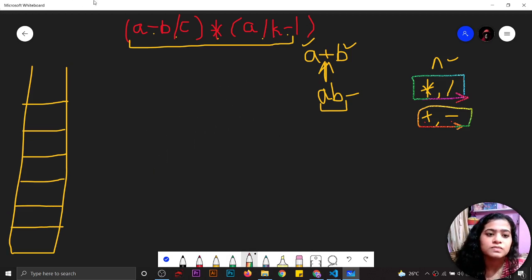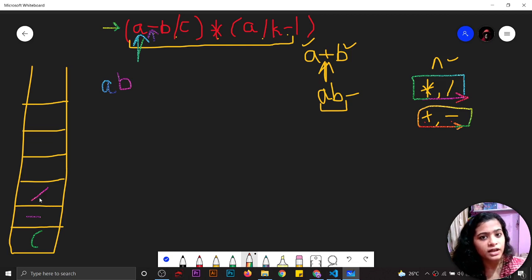So let's solve this. First we are encountering this opening bracket. So we will push it into the stack. Then the operand, we will push it into answer. Then the operator minus into the stack. Then B into the result. Then divide into the stack, because divide is having greater precedence and it is on the top of the stack. Then no need to pop out elements. Then C. Then we are encountering closing bracket, so we have to pop out elements. Divide, then minus.